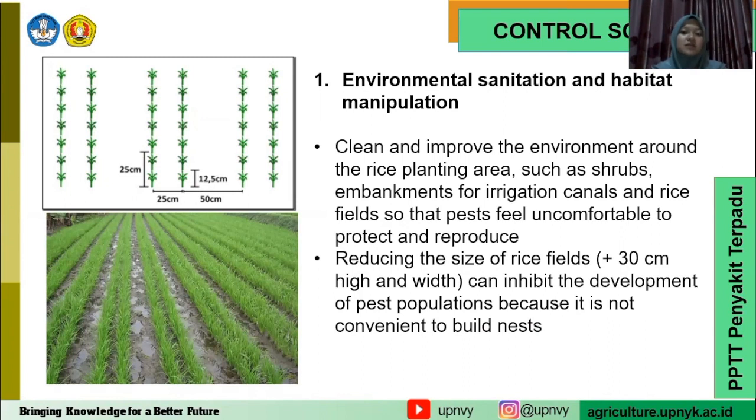And overall, how we control the pest of rice plant. First one is environmental sanitation and habitat manipulation. We can clean and improve the environment around the rice planting areas, such as shrubs, field bunds, canals, and rice fields, so the pests feel uncomfortable to protect and to reproduce. And then we can reduce the size of rice field bunds, circa 30 centimeters in height and width, which can inhibit the development of pest population because it's not comfortable to build nests.